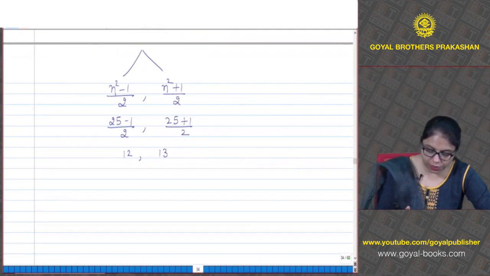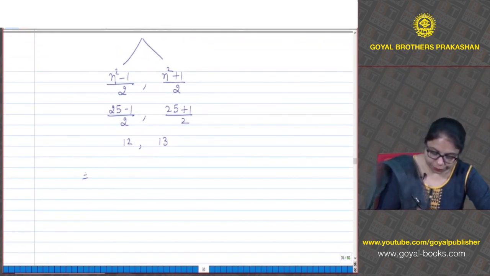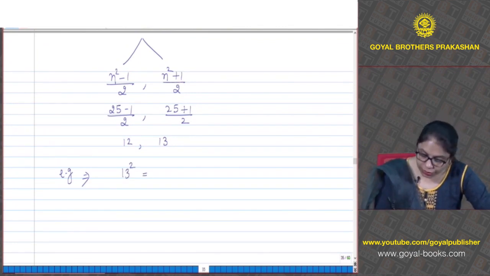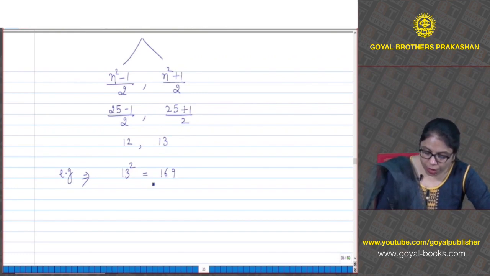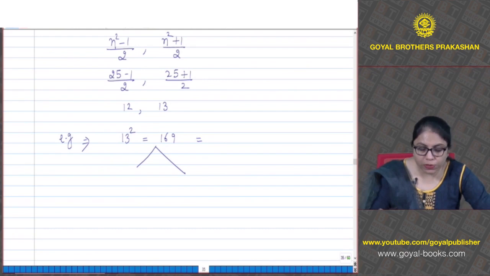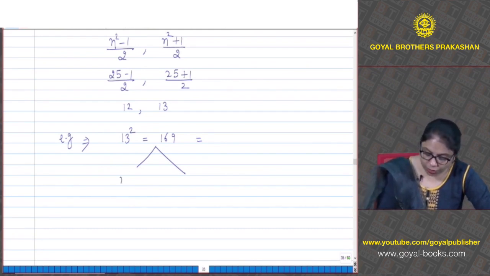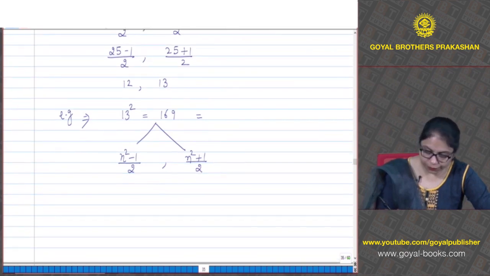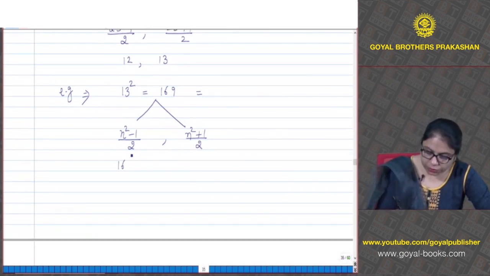Let's discuss another example. Suppose you have to find 13 square. 13 is an odd number. So 13 square is 169. How can you express 169? You can express it like (n square minus 1)/2 and (n square plus 1)/2. n is 13. So 13 square is 169.